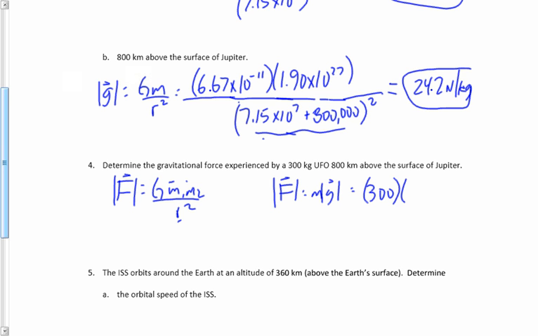Can I do this? F is equal to mg. If I'm allowed to use this equation here, above the surface of Jupiter, what was the point of ever learning this equation? If I can say F is equal to mg, why do I need a more complicated equation that gets me the same force?